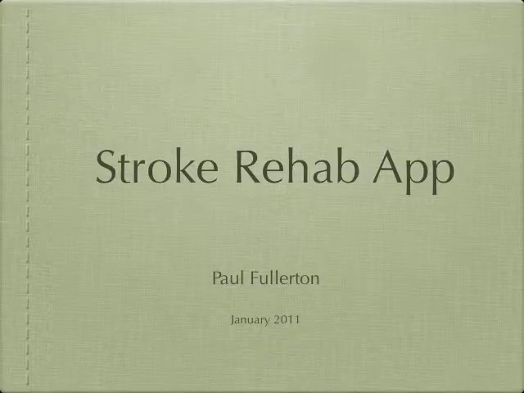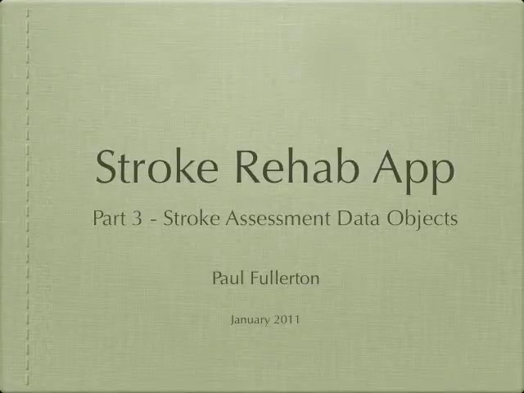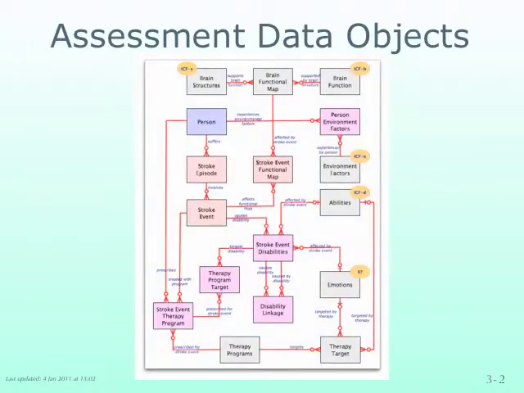Part 3 of this presentation describes the logical data structures that support the assessment of the damage caused by a particular stroke. The logical data structures that support the assessment of the damage caused by a particular stroke are shaded in red in this diagram. These data objects will be described in the next 3 slides.